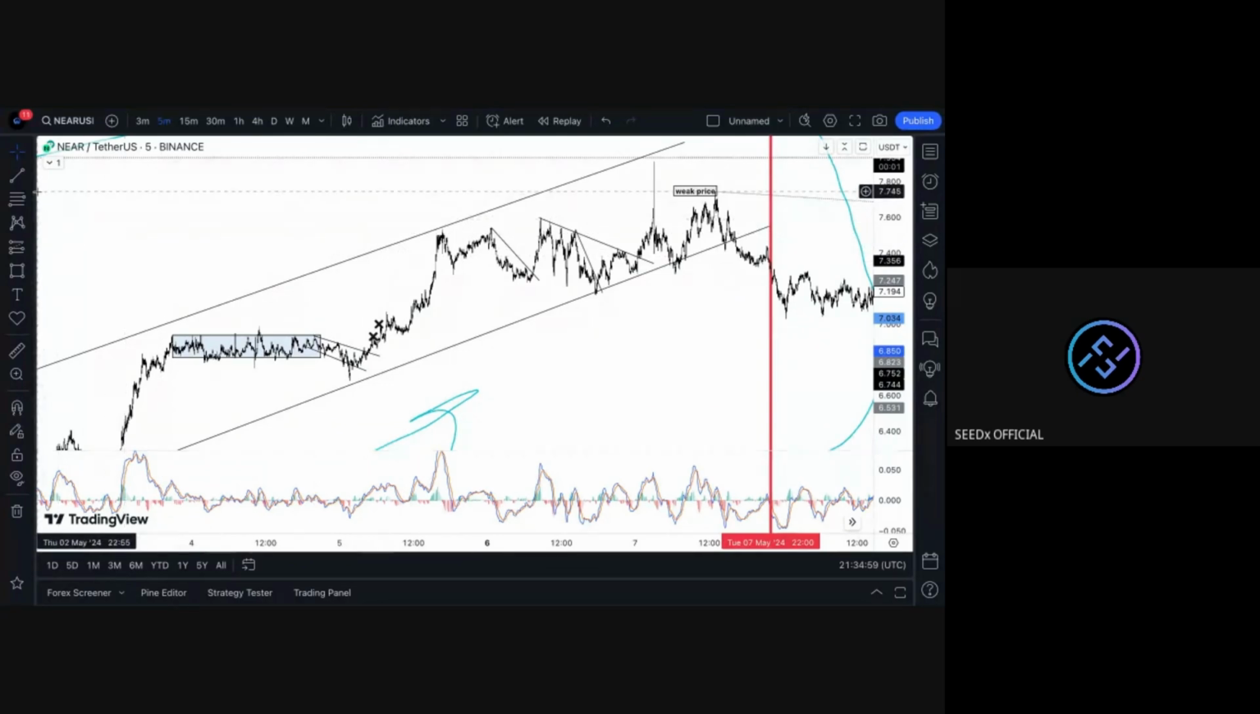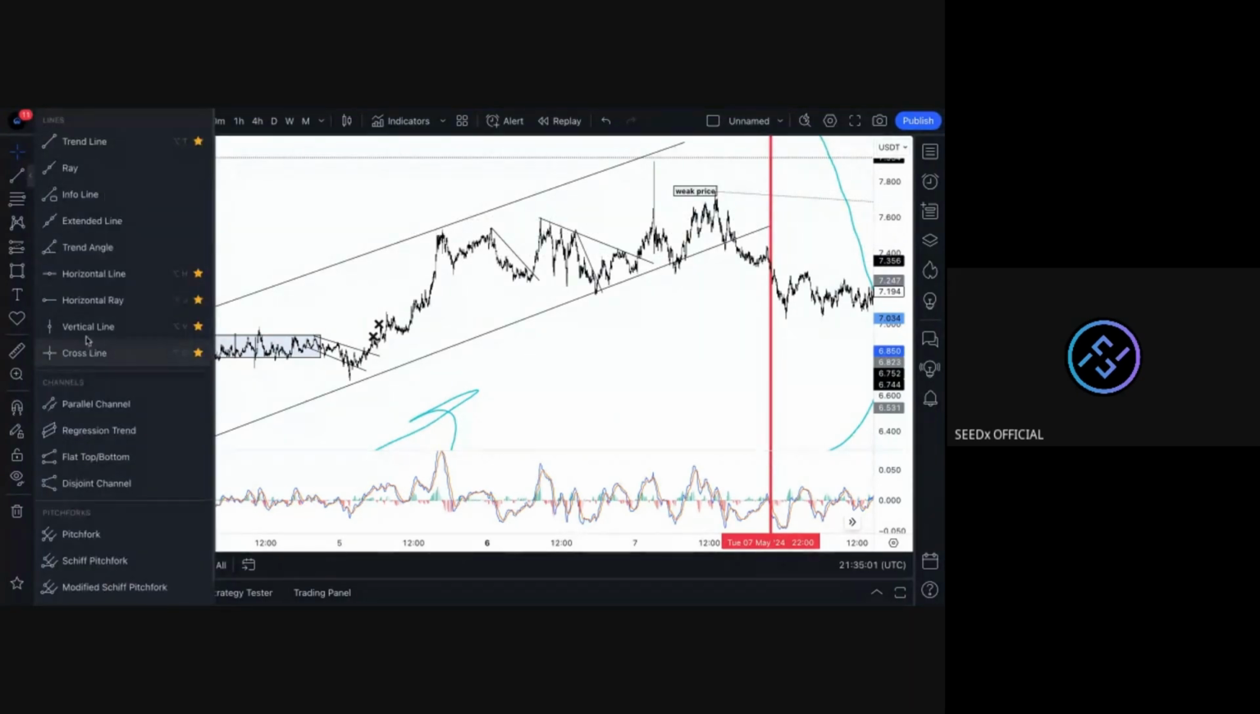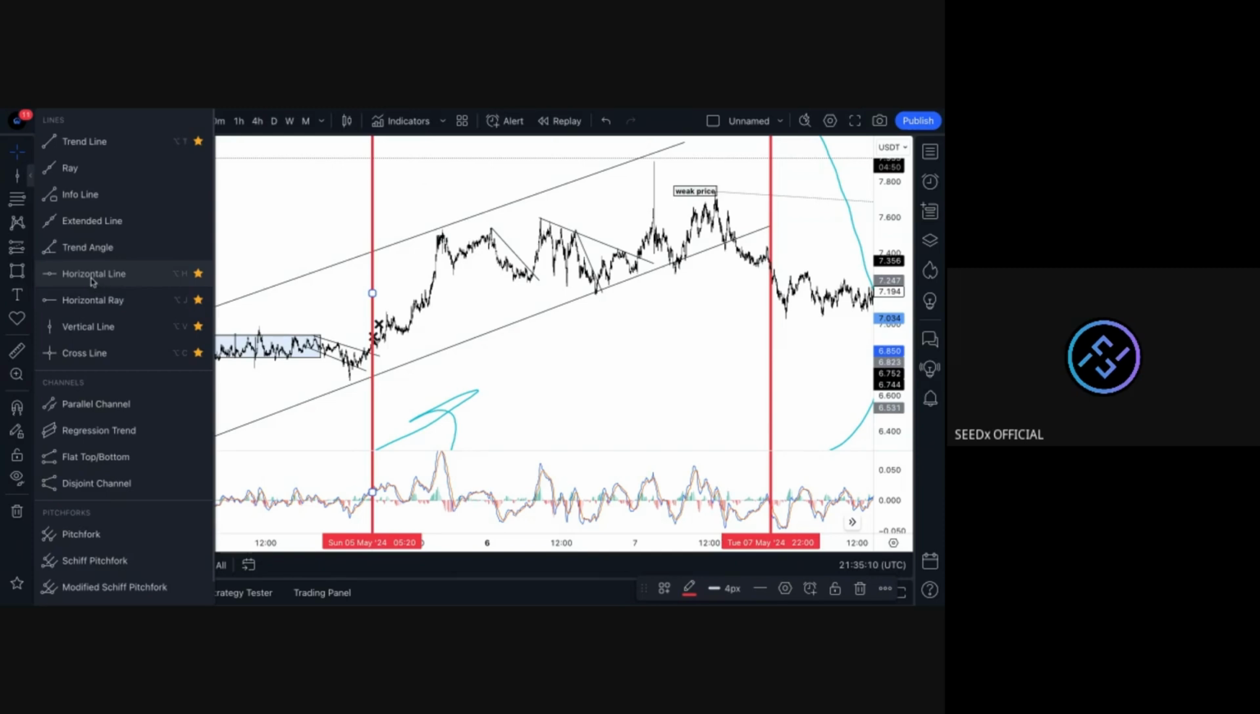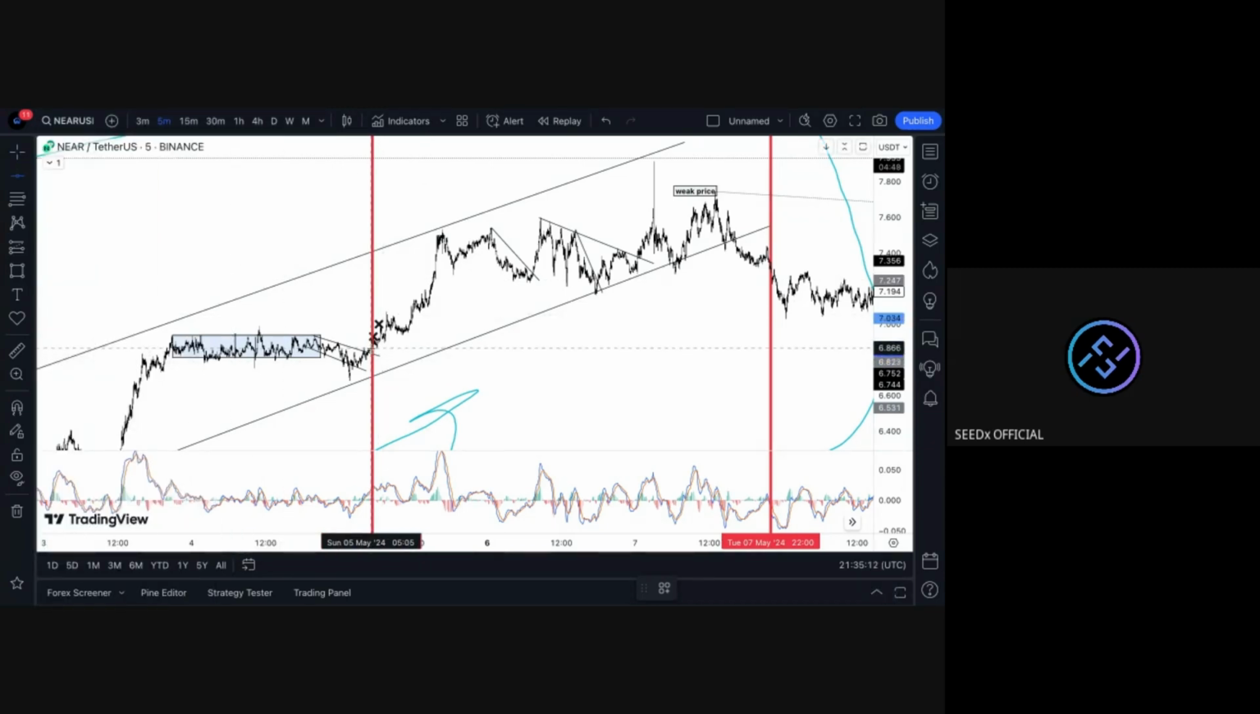Now let me mark my entries where we took these trades. Let's say here. Tell me if you can see my chart so you don't get confused. So I'm going to mark entries like this. Let me use a different color, let's make it black. So this was our first entry.